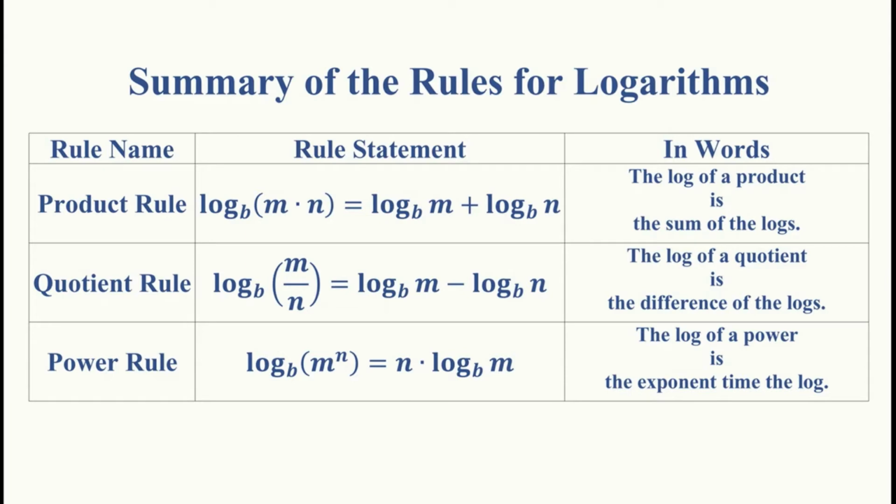Okay, so here we see a summary of the rules that we just proved. The product rule, which of course told us the log of a product is the sum of the logs. The quotient rule, which states that the log of a quotient is the difference of the logs. And the power rule that tells us the log of a power is going to be the exponent times the log.